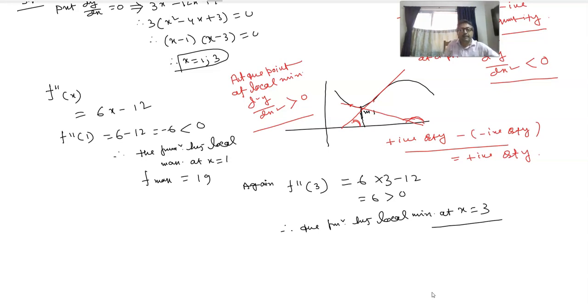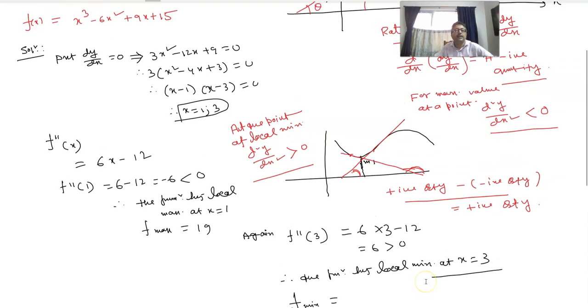And the local minimum value is given by f min. If we are going to find f min, going to be 27 minus 45 plus 15. 54 minus 45, 9, that is 24. Okay.